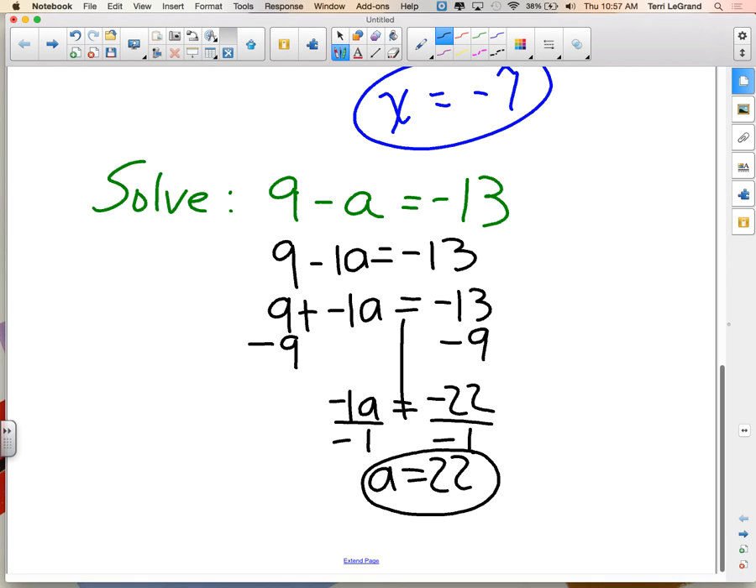Did she do it just as if I was standing up there? Does it look like one of the steps I just taught you? Yeah, this is awesome. She said A did not have a number in front of it, so she put the 1 there. The next thing she did: it's subtraction, the variable is being subtracted, so she changed it to add the opposite. And then she went about solving it, and it led her to success. 22 is the correct answer.